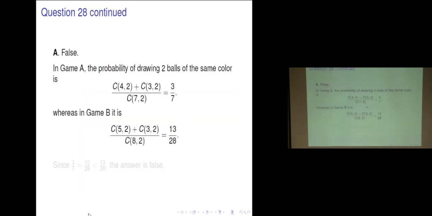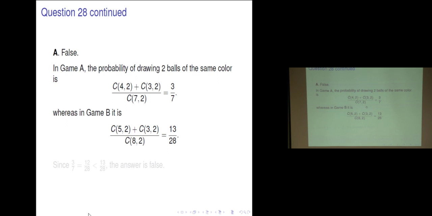So the chance to get 2 red is 4 choose 2. The chance of getting 2 blue is 3 choose 2, right? So altogether, you have this chance. They are disjoint, right? So the chance is this. So therefore, the probability is 3 over 7 after you simplify. Is this okay? Is it correct?